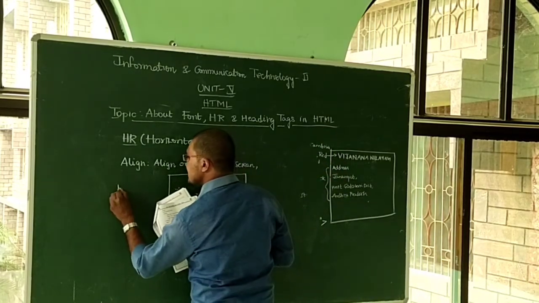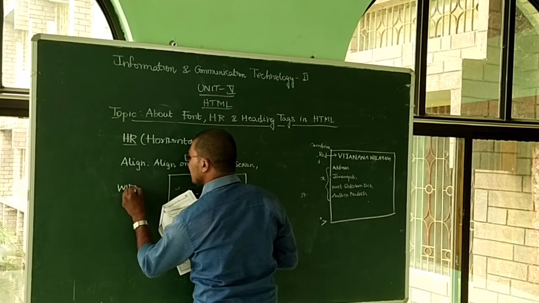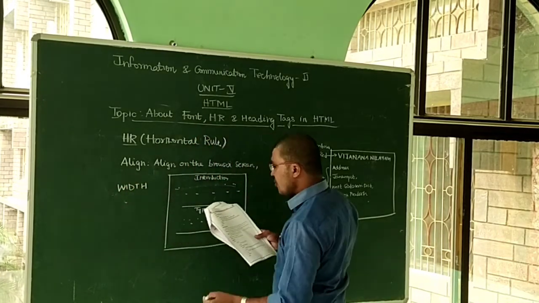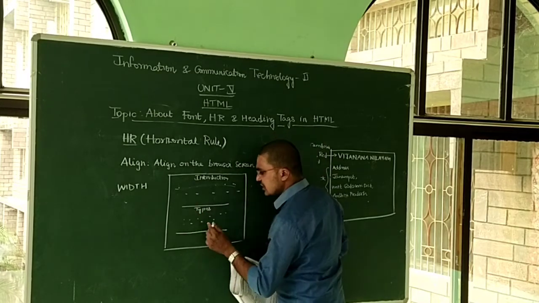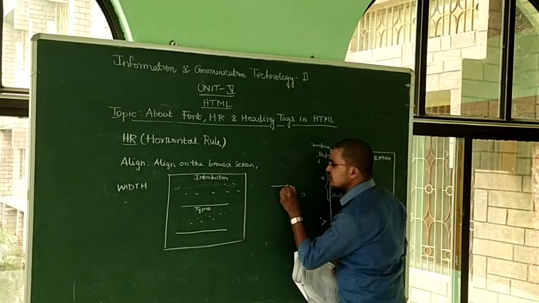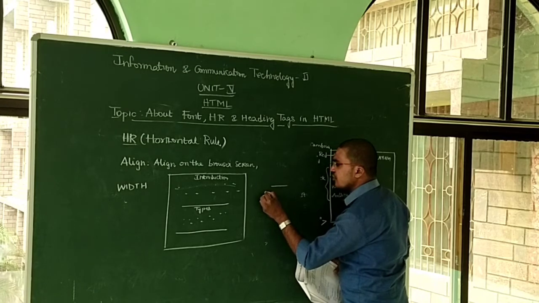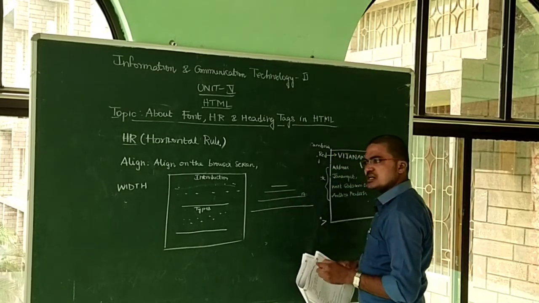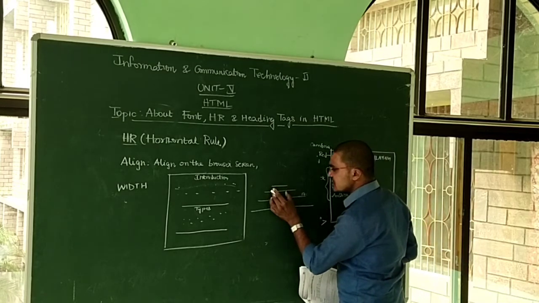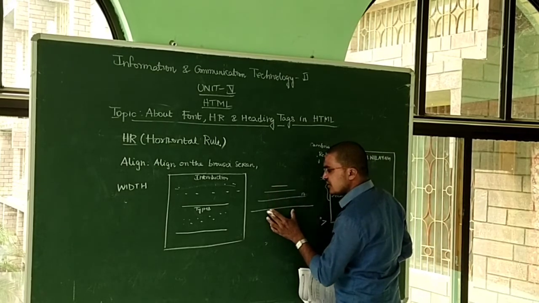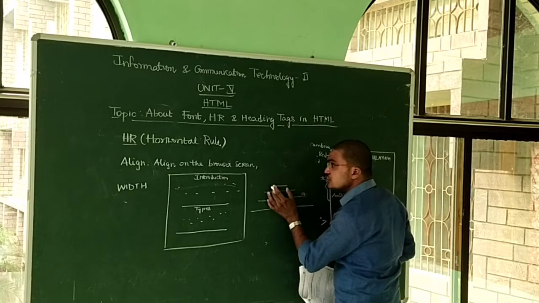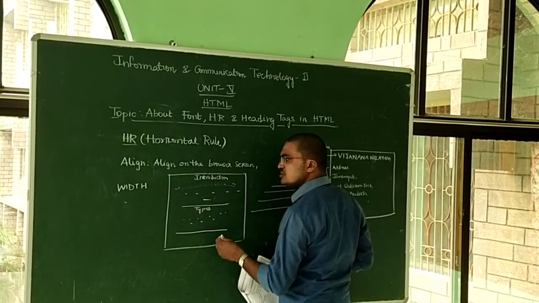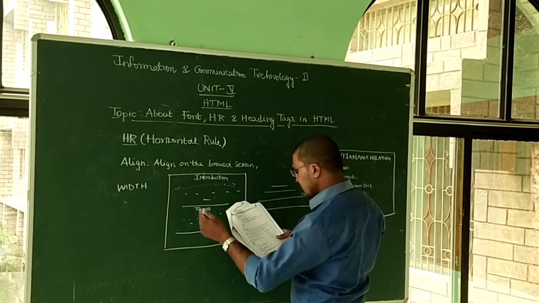The second attribute of the horizontal rule is width. Width means how much width. This is one kind of width, this is another kind of width, and this is another width. The width is increased, right? This is small, this is medium, this is large, this is very large. So how much width should the horizontal rule have? Sometimes you just put a line. This is very small. So width decides the width only.